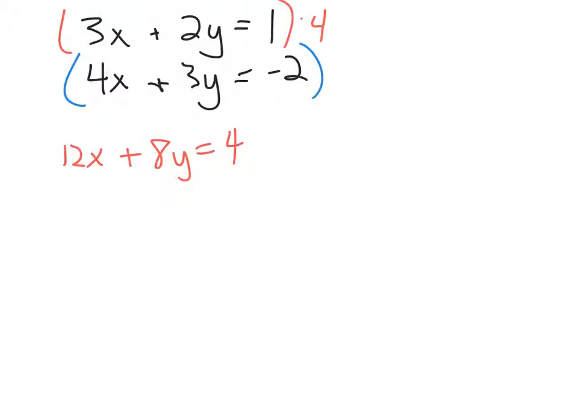And then the bottom equation I'm going to multiply by negative 3. And I'm using negative 3 so that this x term becomes negative 12x. Remember, my goal here is to get opposite coefficients on one of these variables. And I've just achieved that with the x's. And now it's minus 9y equals 6.